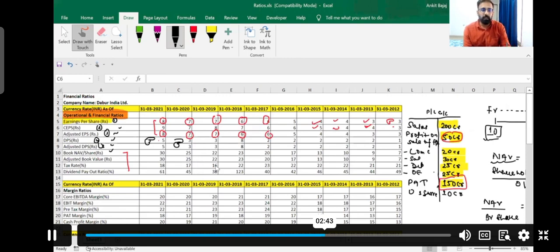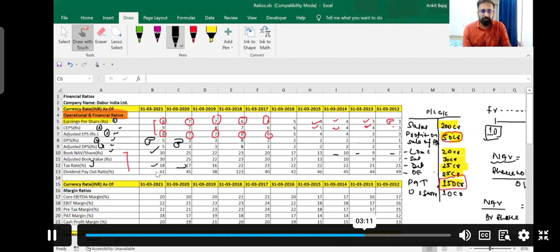Here we will see book NAV divided by share. Initially it was 7 rupees, now 9, then 10, and the current book NAV per share is 30 rupees, which is a good signal. Further, if I talk about the tax rate, it will be given in the annual report, or you can directly find the tax rate from the Act. So your tax rate is 18%, 17%. There is nothing to calculate.